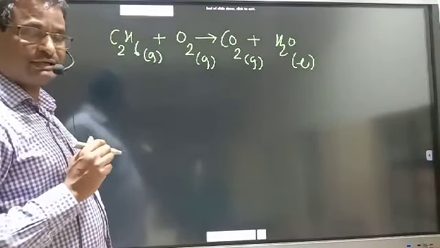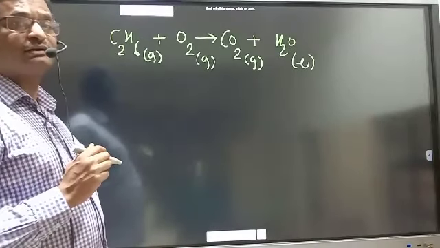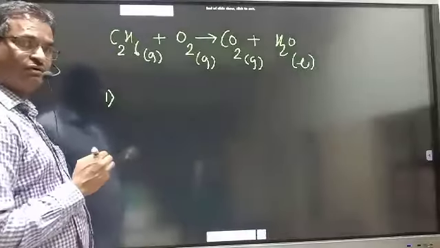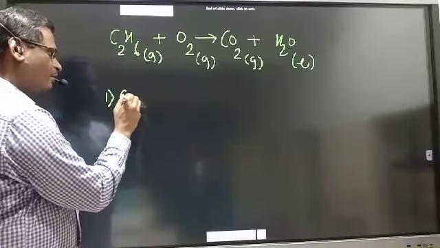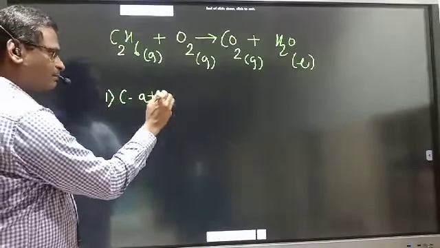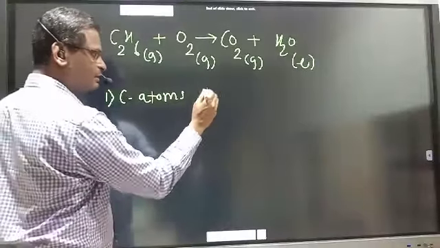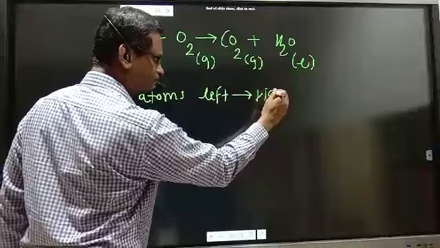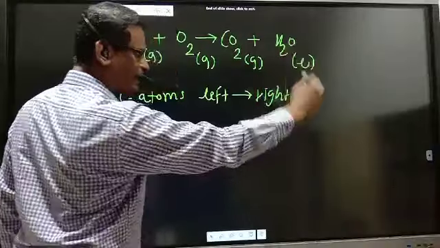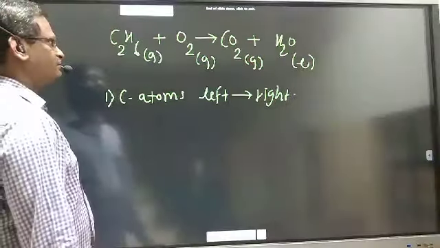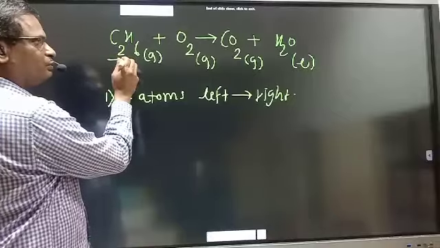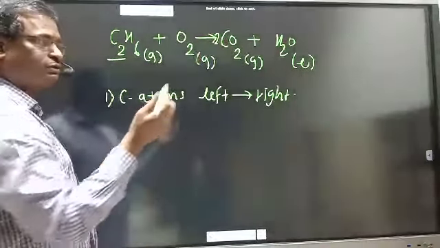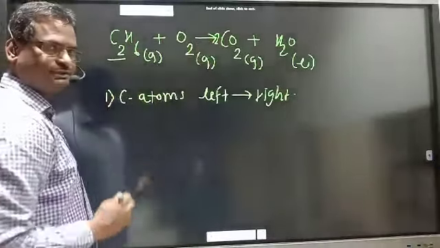How to balance this reaction? For balancing this reaction, there are certain rules. What is the first rule? See it one by one. First rule is that first of all, the number of carbon atoms are balanced from left to right. How many carbon here? 2. Here it is only 1. So this is multiplied by 2. So carbon atoms 2, 2 balanced.